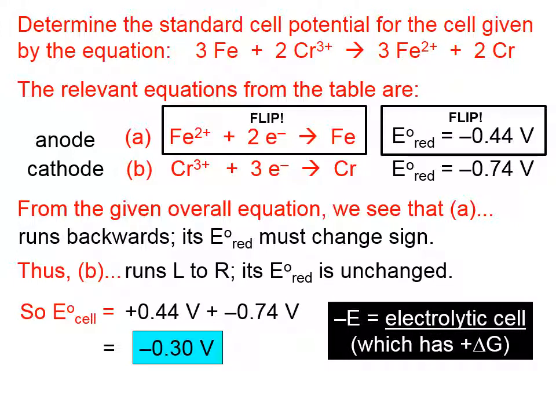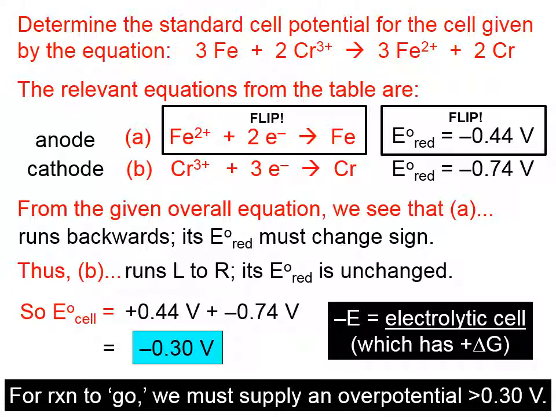Just like positive cell potentials were galvanic cells, negative cell potentials are electrolytic cells, which have positive delta G values. In order to make this reaction go, we have to supply an overpotential. We have to use external energy in order to make this reaction go. This reaction, shown at the top of the screen, will not go spontaneously if we just set it up.